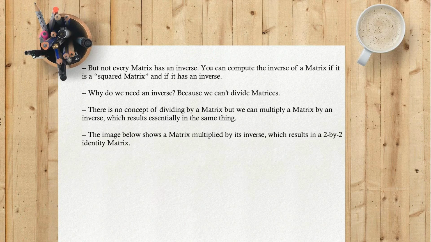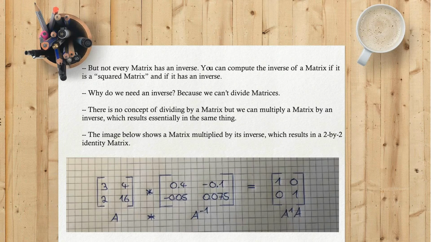But not every matrix has an inverse. You can compute the inverse of a matrix if it is a square matrix, and if it has an inverse. Why do we need an inverse? Because we can't divide matrices. There is no concept of dividing by a matrix, but we can multiply a matrix by an inverse, which results essentially in the same thing. The image below shows a matrix multiplied by its inverse, which results in a 2 by 2 identity matrix.